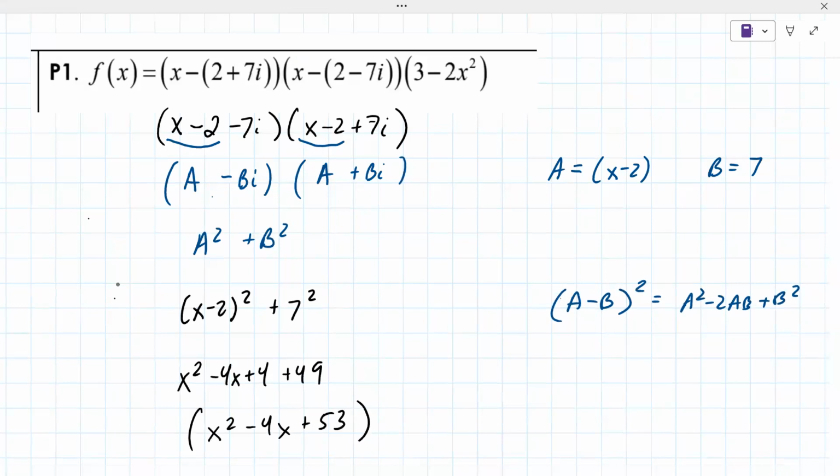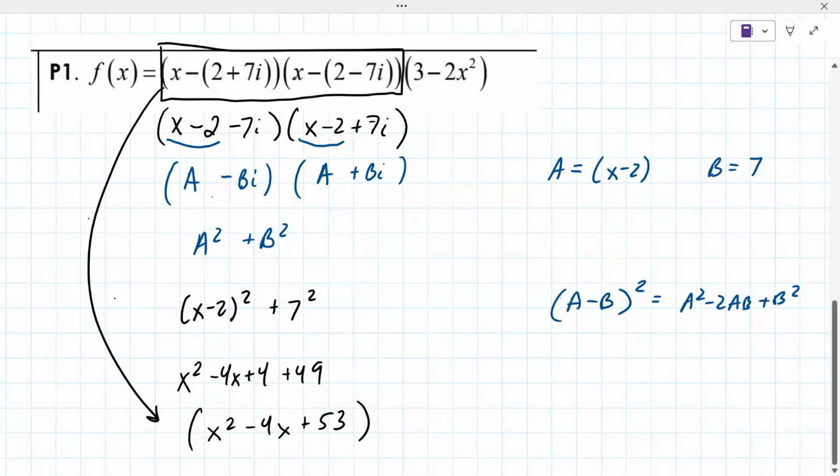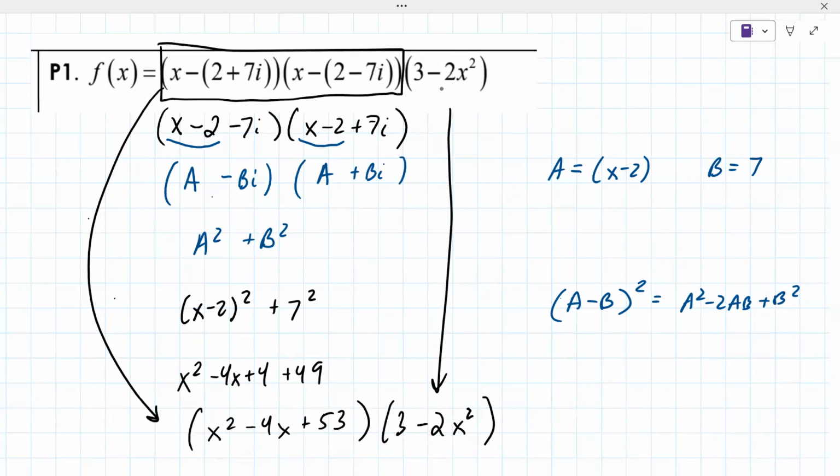Okay, so that is these first two. These first two, after all of this work, you can take a look at that, becomes this. You still have to bring down this thing right here. So the idea is that all the i's disappear. Got it. All right.